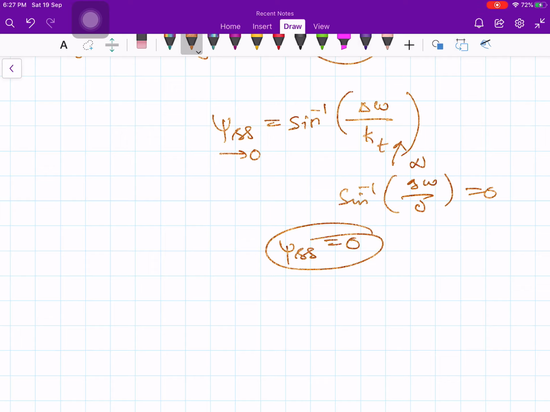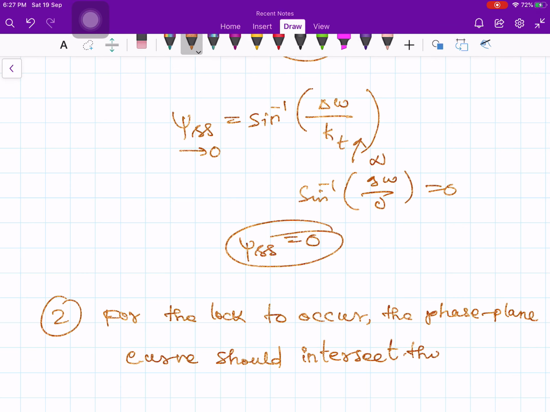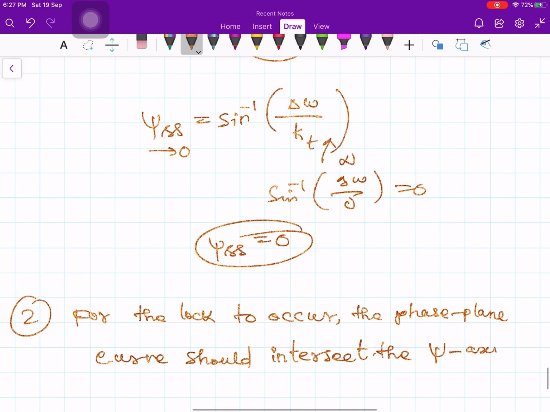Okay, now the second important thing to note is that for lock to occur, the phase plane trajectory or phase plane curve should intersect the x axis. So this is the second point. For the lock to occur, the phase plane curve should intersect the x axis. What is the x axis here? Psi. So that is the important point that we will discuss now.